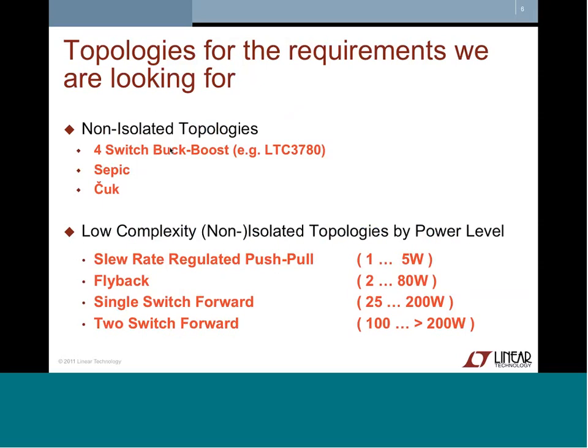Now, we have a couple of topologies for the situation described. Depending on the transformer or non-transformer, depending on the level of power that is required, we could get to a 4 switch buck-boost configuration. We can also use SEPIC configuration or Cuk configuration. For low complexity, different solutions, we can have also push-pull, flyback, or single switch or two switch forward converters.